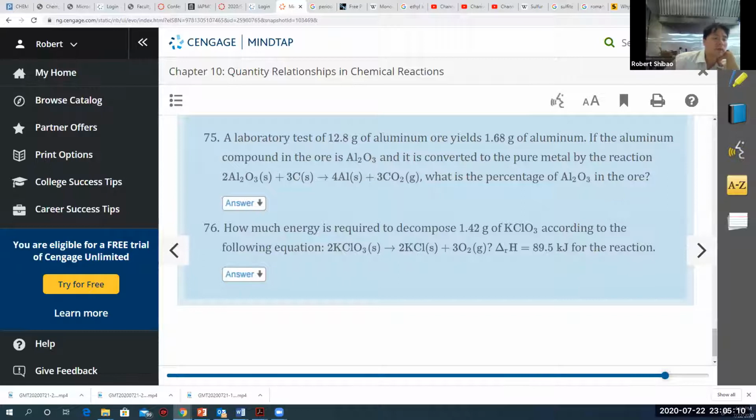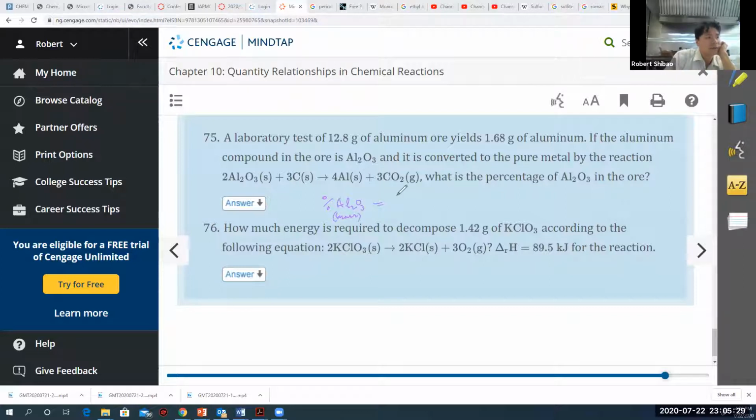And so what we have is we wanted the percent Al2O3. And so this is kind of a combination of algebra and stoichiometry. So we want percent Al2O3 by mass. This is mass percent.